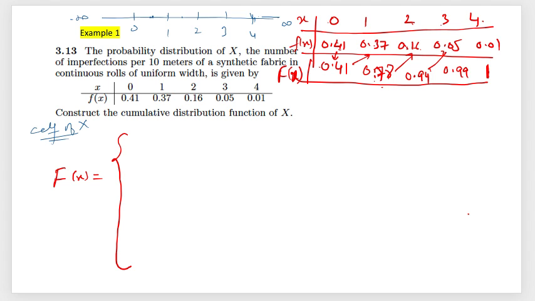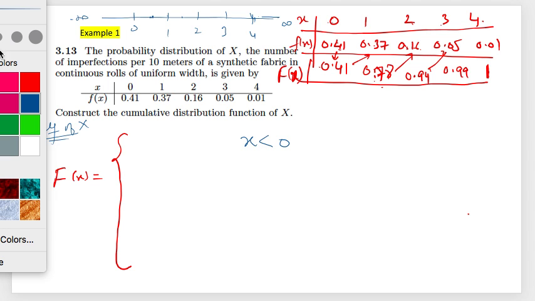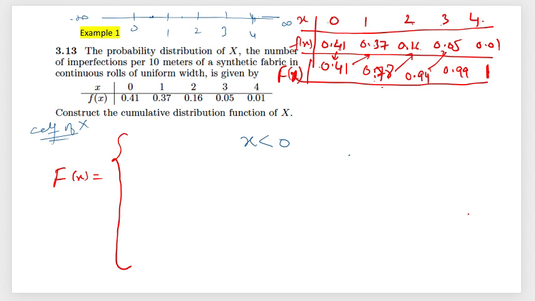So for that, let's see what is the first number of this data, 0. So we'll say when x is less than 0, we have no value behind, so it will be 0. Now when x is more than or equal to 0 but less than 1, why are we writing less than 1? Because I know that up to 0 the sum of the probability is 0.41, so I have this 0.41.